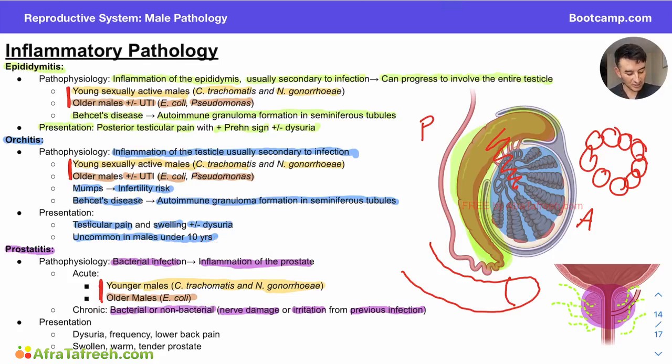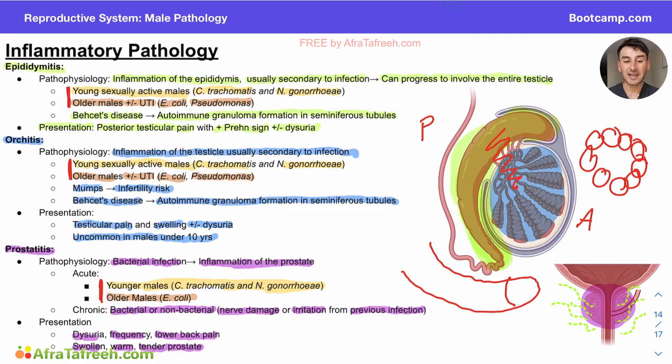And in terms of presentation, we can expect dysuria, frequency, and lower back pain. And then on physical exam, if we were to do a digital rectal exam, we would see a swollen, warm, and tender prostate. And this is important in terms of differentials because there are some other diagnoses we can achieve via digital rectal exam, and that's going to largely be prostate cancer as well as benign prostate hyperplasia. In prostate cancer with digital rectal exam, we would expect to see a lumpy and nodular prostate, whereas in prostatitis, we expect this to be a smooth, enlarged, warm prostate that is tender.